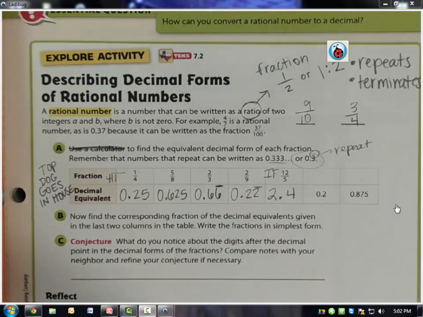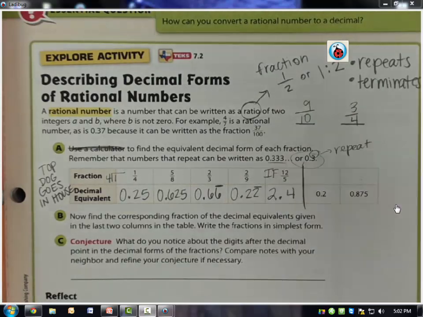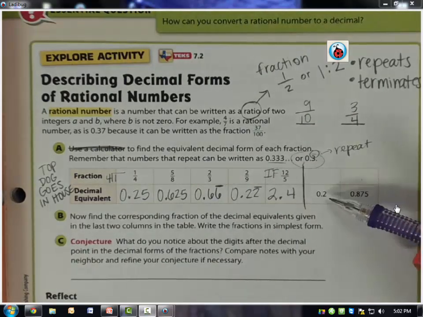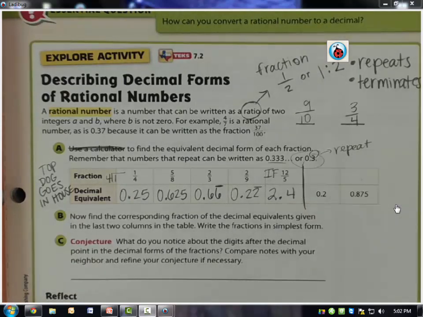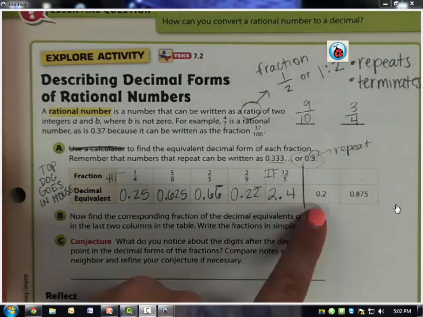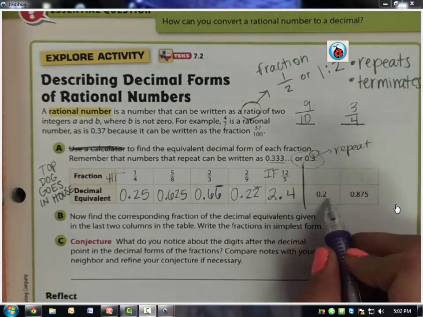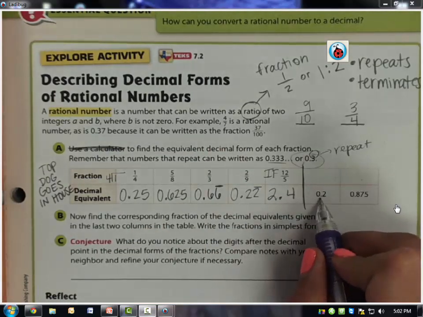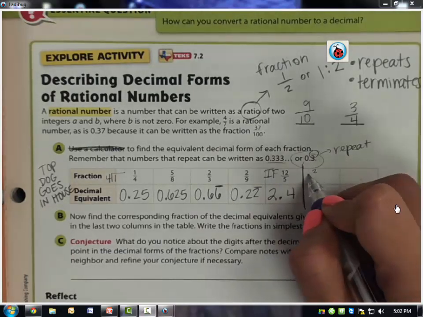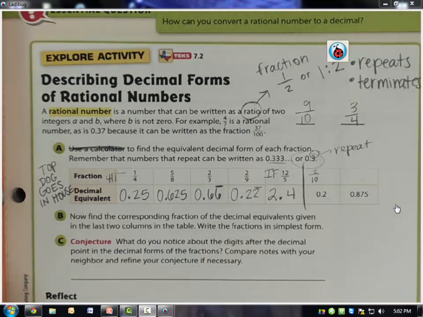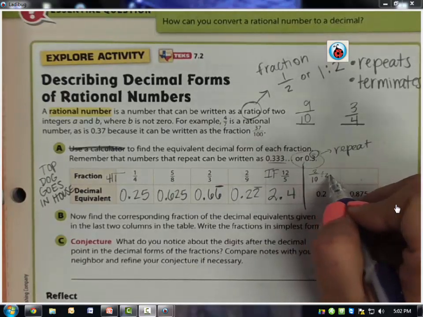Alright, then it asks you to go the opposite way. It asks you to go from a decimal to a fraction. Alright, I taught my kids that you go from a decimal to a fraction by saying it the proper way. How do you say this? You say this 2/10. So if you say it 2/10, you should be able to write it 2/10. Okay, we know that 2/10 can simplify. Divide by 2, and that's going to give you 1/5.